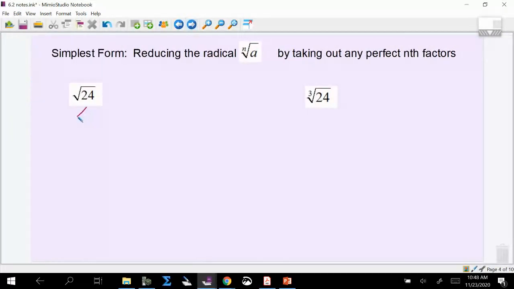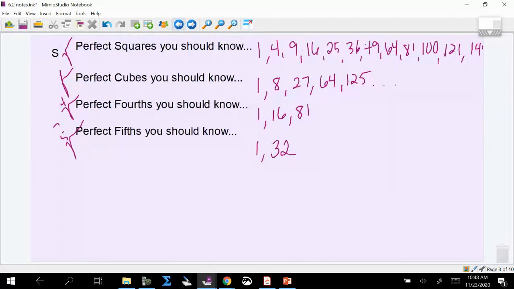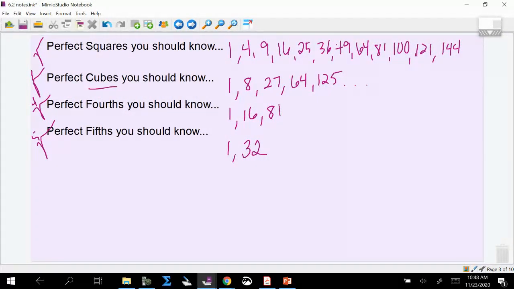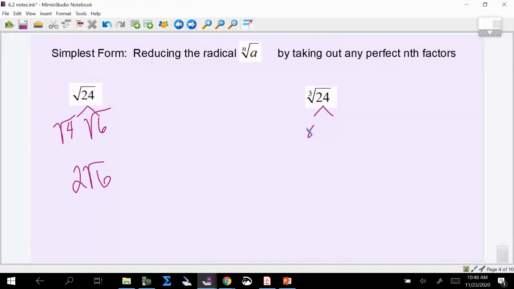So 24, we actually already did this one, is 4 times 6 because 4 is a perfect square. So we get 2 root 6. But if you're doing the cube root, now we want to look at the perfect cubes list. And so we're not working with 4, we're actually working with 8. 24 is 8 times 3. So now when you take your root, you're taking the cube root of it. The cube root of 8 is 2, and then you have the cube root of 3. So you're going to be looking at numeric ones, but you're now not just looking for perfect squares. Depending on the radical will tell you which perfect list you're looking at. So that gives you just a basic introduction to 6.2.